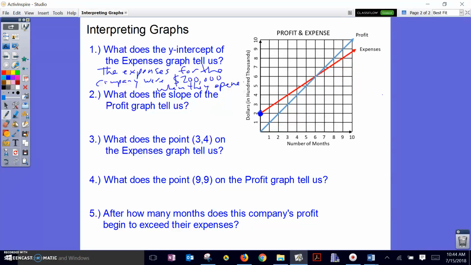Okay. Second question. What does the slope of the profit graph tell us? So now we're looking at the blue graph. And if we look at the slope of this graph, we go up 1 and over 1 as we go from one point to the next. And so the profits are going up by $100,000 every month in the future. And that's what the slope tells us. Profits are increasing at a rate of $100,000 a month.